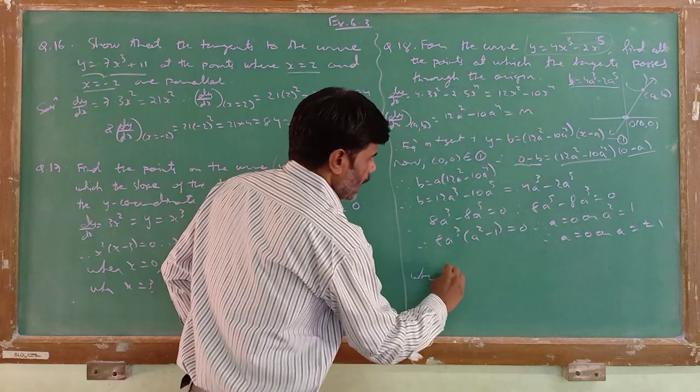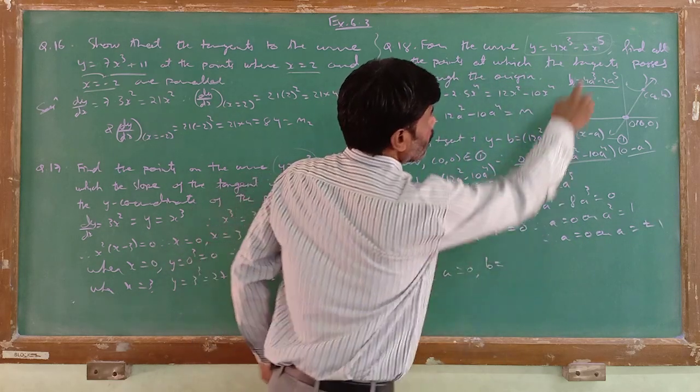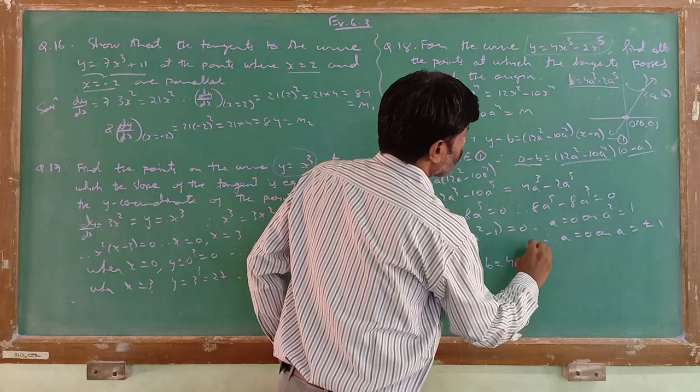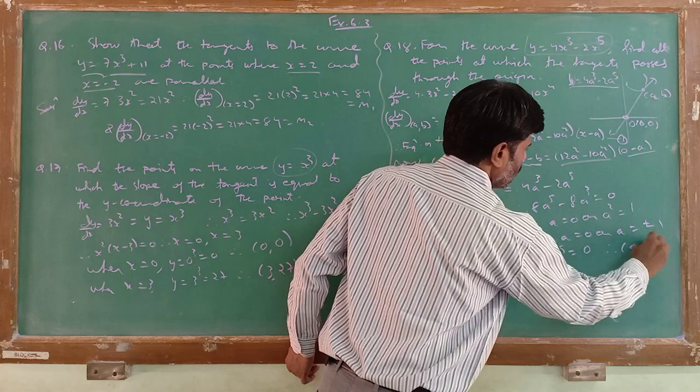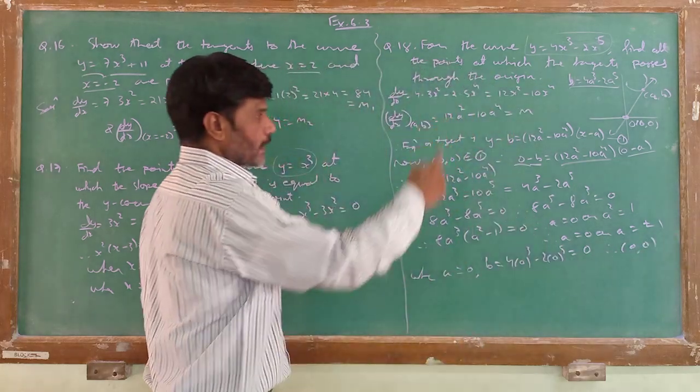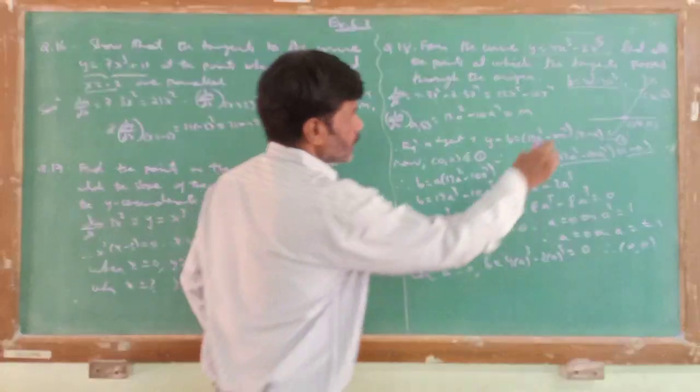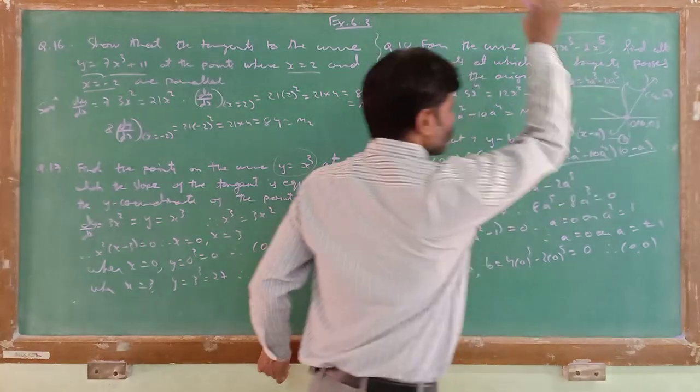Now when a is equal to 0, what is b? b will be 4 into 0 cube minus 2 into 0 raised to 5, that is 0. Therefore one point I got (0, 0). Of course that tangent is passing through (0, 0). So this curve may be passing through like this also.